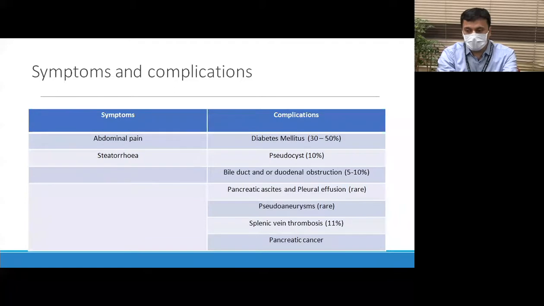Pseudoaneurysms are a rare presentation, and may present as pseudoaneurysms of the splenic artery. The splenic artery is the commonest site where a pseudoaneurysm occurs. So for a chronic pancreatitis patient who presents with hematemesis or melena, the diagnosis that should be considered is rupture of a pseudoaneurysm. Splenic vein thrombosis and pancreatic cancer are the other complications. Pancreatic cancer is found to occur in less than 4% of the patients with chronic pancreatitis.